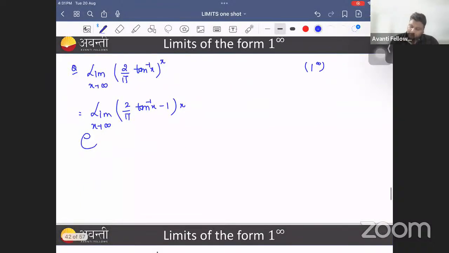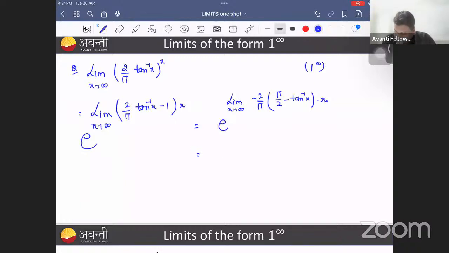Am I correct? That is e to the power limit x approaches infinity. If I take minus 2 upon pi common, I get pi by 2 minus tan inverse x, into x. That is e to the power limit x approaches infinity of minus 2 upon pi, this will be cot inverse x into x. I'll do one thing, replace x by 1 by h. So it will become limit h approaches 0.